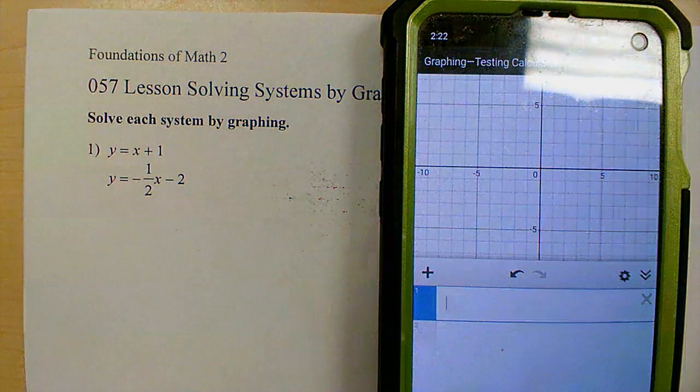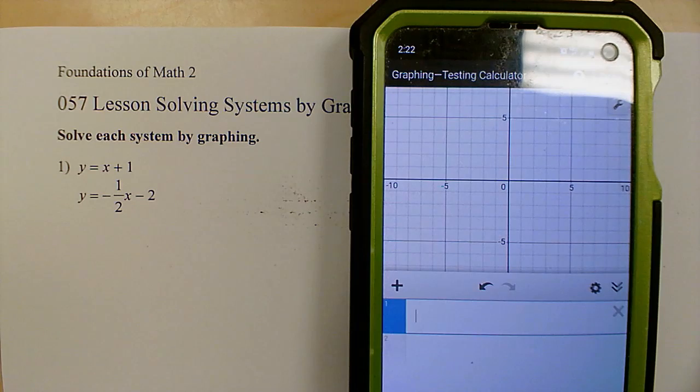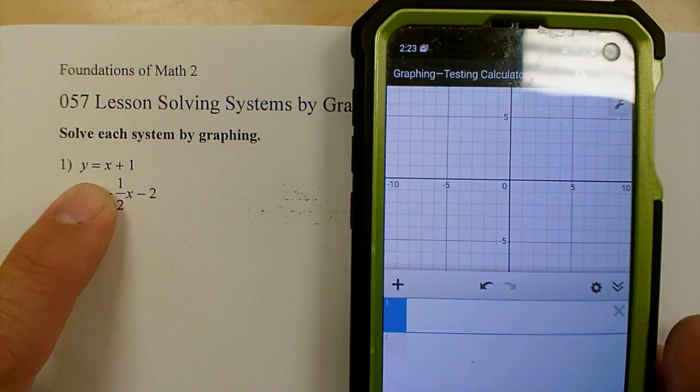Welcome to this lesson about solving by graphing. Alright, so mainly I'm going to just be using the calculator to complete these problems and show you how that's done. Alright, when using a calculator to solve these problems, you can go ahead and just type each equation in.